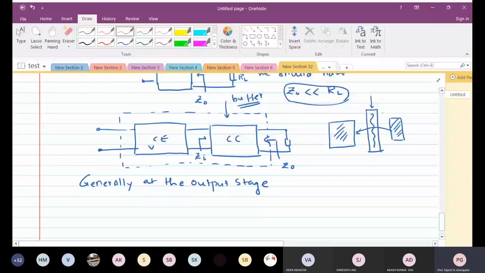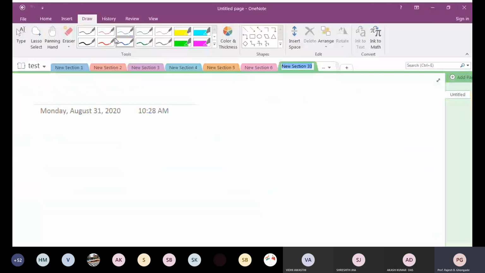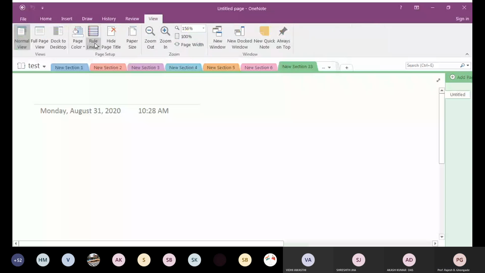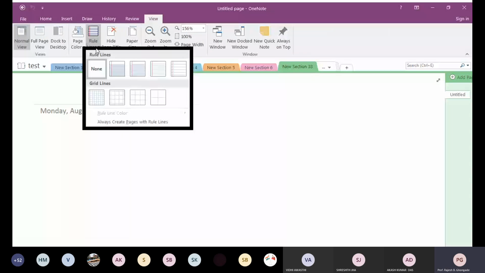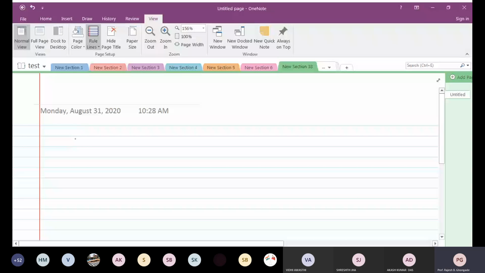All right, is that clear? Yes, sir. So that is the reason why it is also called a buffer amplifier. All right, so now we move on to the last configuration, the last amplifier, that is the common base amplifier.